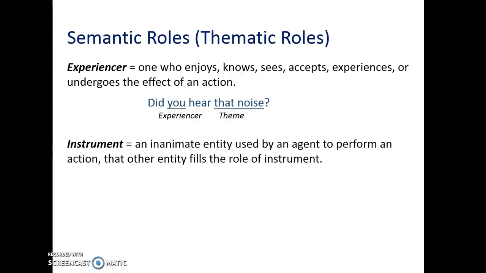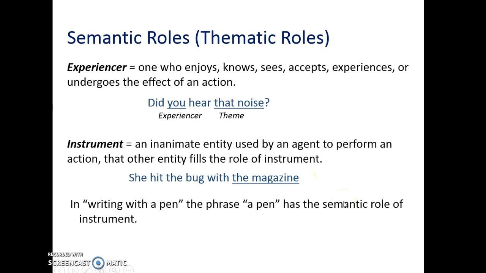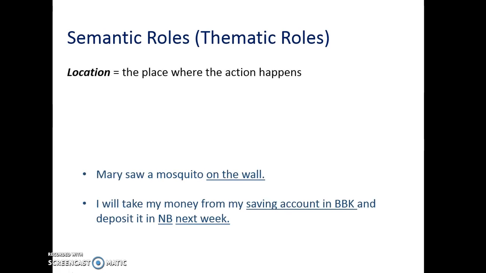Number 4, instrument, is an inanimate entity used by an agent to perform an action. That other entity fills the role of instrument. What do we mean by this? She hit the bug with the magazine. So the magazine here is the instrument with which she hit the bug. In writing with a pen, the phrase a pen has the semantic role of instrument.